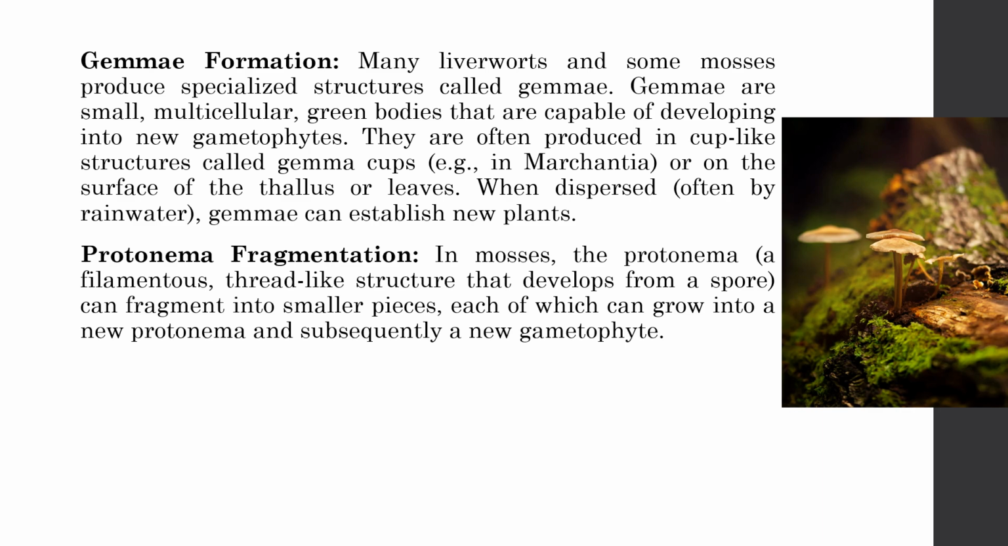The next type of asexual reproduction is protonema fragmentation. In mosses, the protonema are small filamentous thread-like structures that develop from the spores. These get fragmented into smaller pieces, each of which can grow into a new protonema and subsequently a new gametophyte.